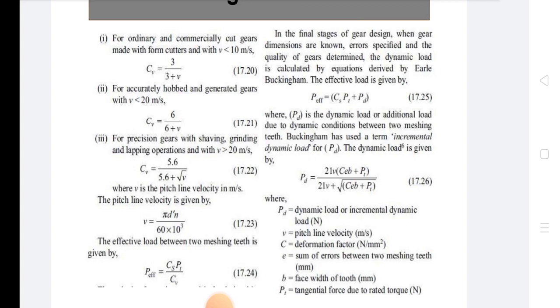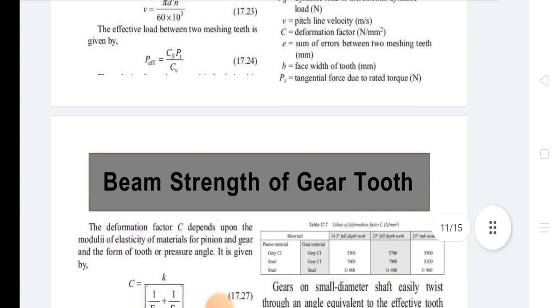So P effective is equal to Cs Pt plus Pd. The dynamic load is given by Pd is equal to 21 v (C e b plus Pt) upon 21 v plus root of (C e b plus Pt), where Pd is equal to dynamic load or incremental dynamic load in N, v is equal to pitch line velocity, capital C is equal to deformation factor, e is equal to sum of errors between two meshing teeth in mm, b is equal to face width of tooth, Pt is equal to tangential force due to rated torque.